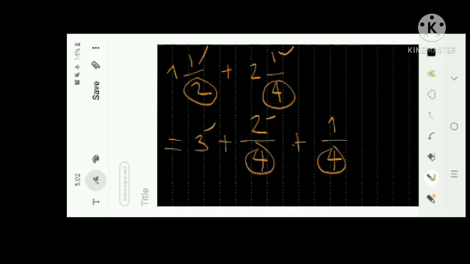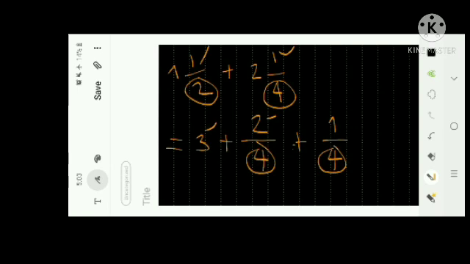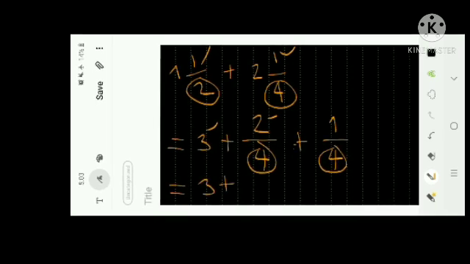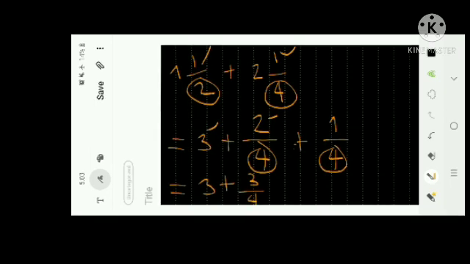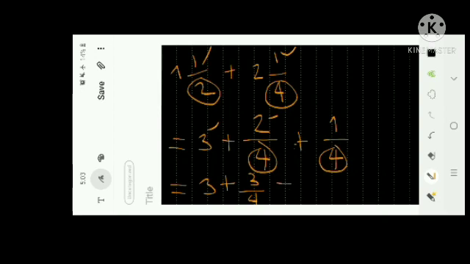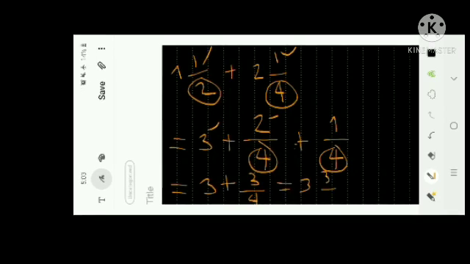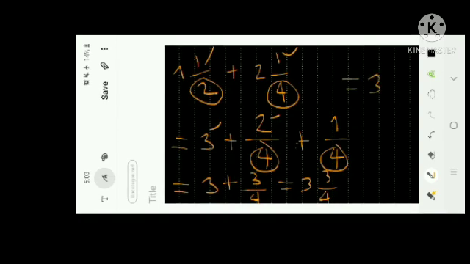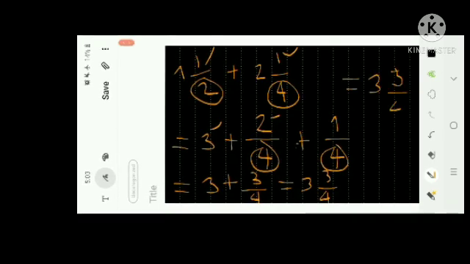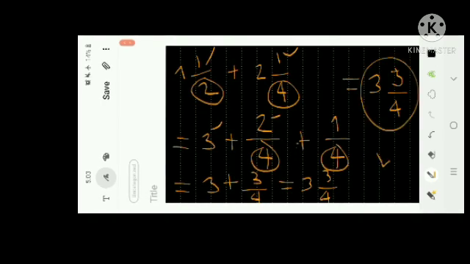Yan. We can now easily add these fractions together with our whole number, which is 3. So, dito muna tayo sa mga fractional parts natin. We have 2 over 4 plus 1 over 4 is 3 over 4. Ayan. So, we have 3 plus 3 over 4. This can also be written as 3 and 3/4. So, pwede pa ba nating ma-reduce to? The answer is no. Okay? So, our final answer is 3 and 3/4. Ayan. That is our final answer.